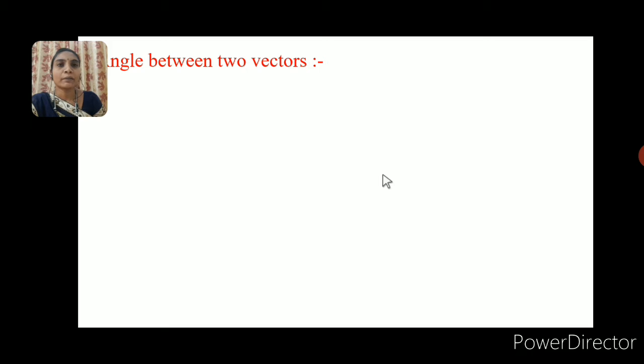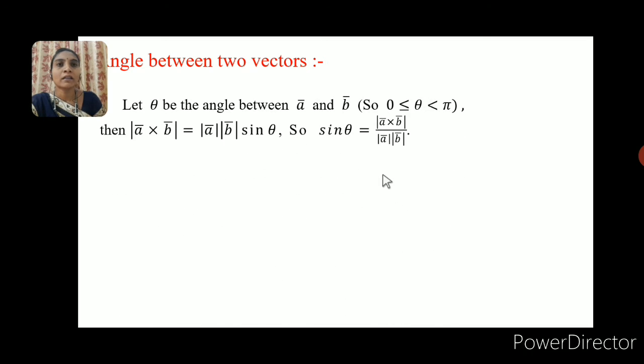Next point, angle between two vectors. Let theta be the angle between a bar and b bar, so 0 is less than or equal to theta is less than pi, that is, theta lies between 0 to pi. Then magnitude of a bar cross b bar is equal to magnitude of a bar into magnitude of b bar into sin theta. So sin theta is equal to magnitude of a bar cross b bar divided by magnitude of a bar into magnitude of b bar.